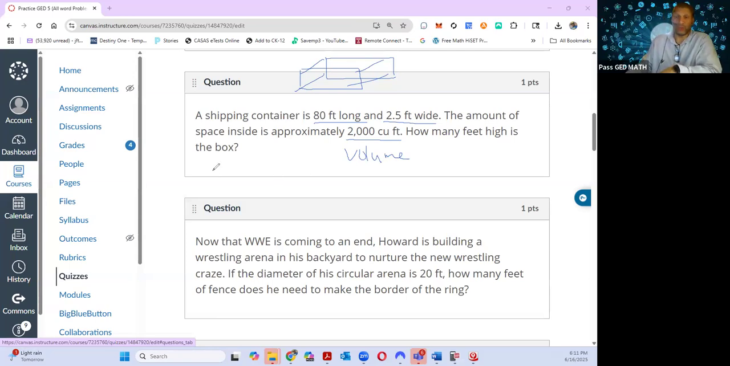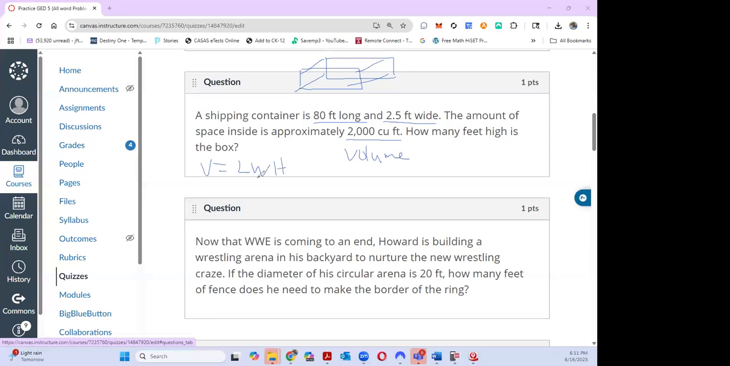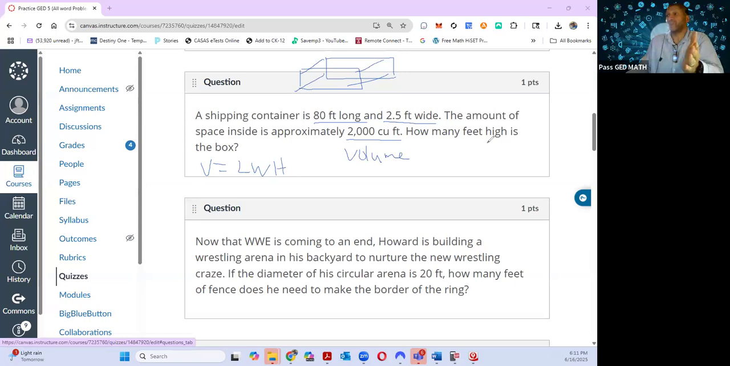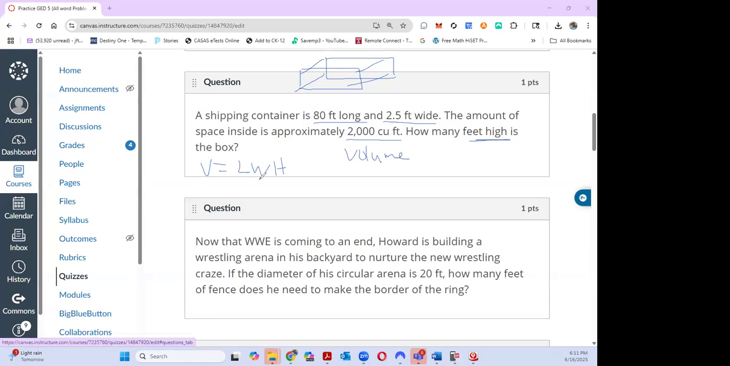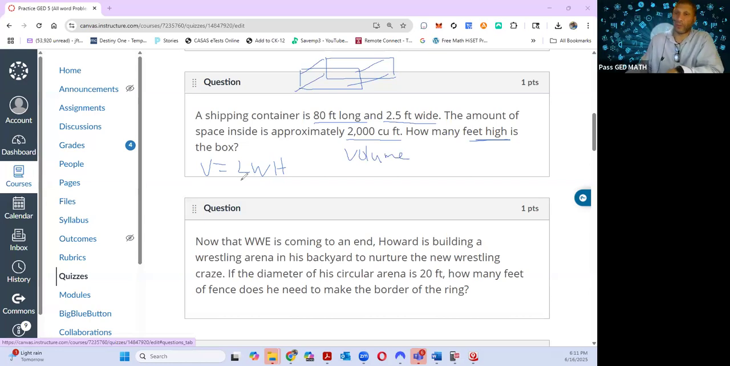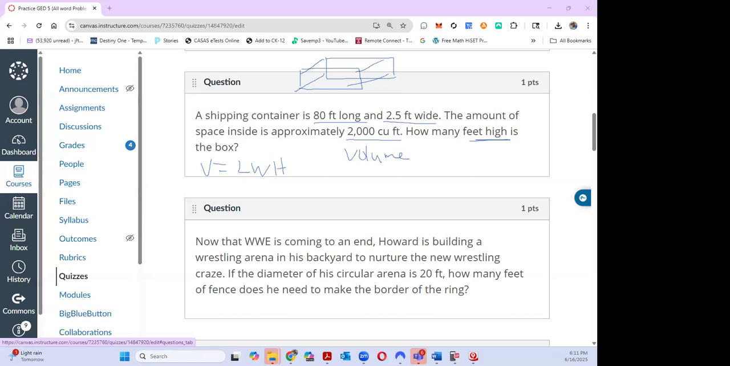So now you go to your formula sheet, and the volume of a rectangular prism is length times width times height. Now we substitute. The volume is 2,000. How many feet high? How can we solve for h? What can we do to solve for h? How can we get h all by itself? You have to divide. Divide by what?